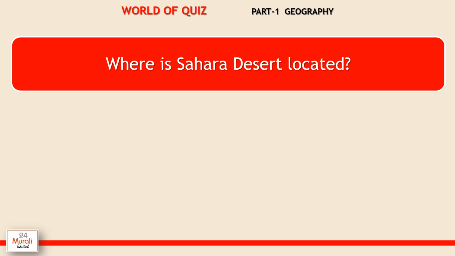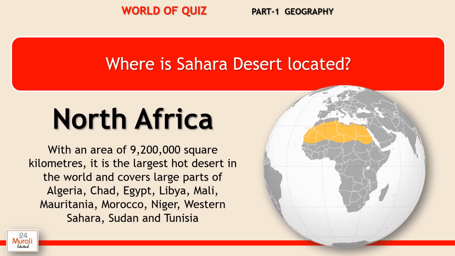Where is Sahara Desert located? North Africa, with an area of 9,200,000 square kilometers. It is the largest hot desert in the world and covers large parts of Algeria, Chad, Egypt, Libya, Mali, Mauritania, Morocco, Niger, Western Sahara, Sudan and Tunisia.